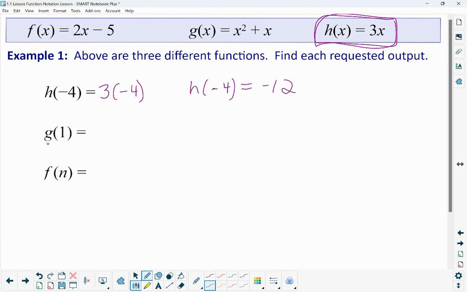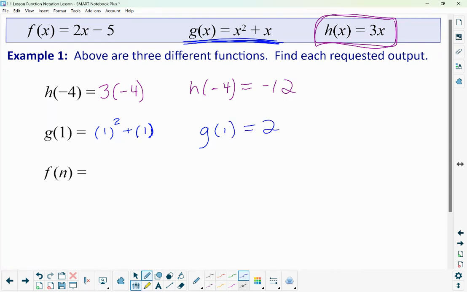So my next question right here says g of 1. So I know that in this case, I'm now using the g function. The g function has the x showing up twice. So the g function tells me to take my input and square it and then add the input. So I'm using that value of 1 twice in place of each of the x's. 1 squared is 1, and we're adding 1 to that. So we get that g of 1 is equal to 2.